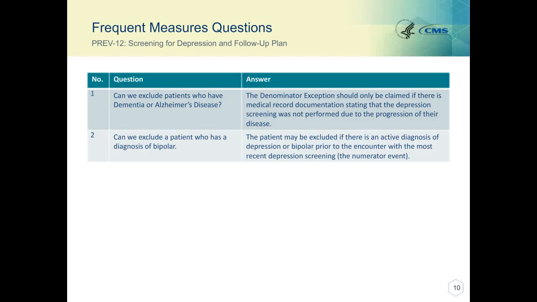Question 2, can we exclude a patient who has a diagnosis of bipolar? The patient may be excluded if there is an active diagnosis of depression or bipolar prior to the encounter with the most recent depression screening, which is your numerator event.